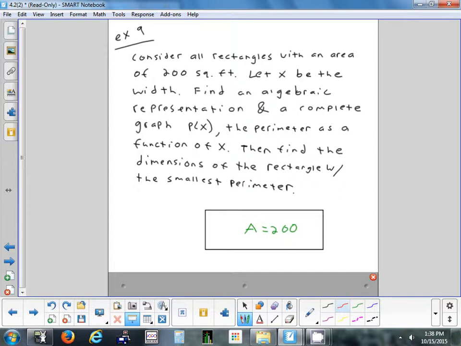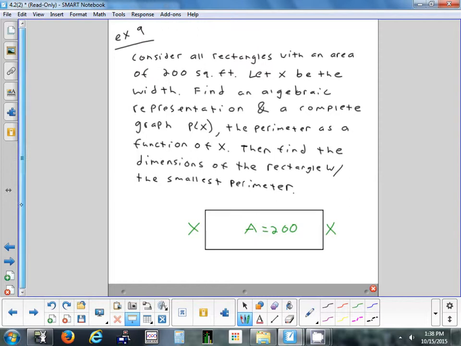Okay, what about the width? How did they say to represent that? X. Now I want to represent the length. Okay, but don't use a different letter. You know the area and you know the width. You can find the length. 200 divided by x. Oh, yeah, that makes more sense.